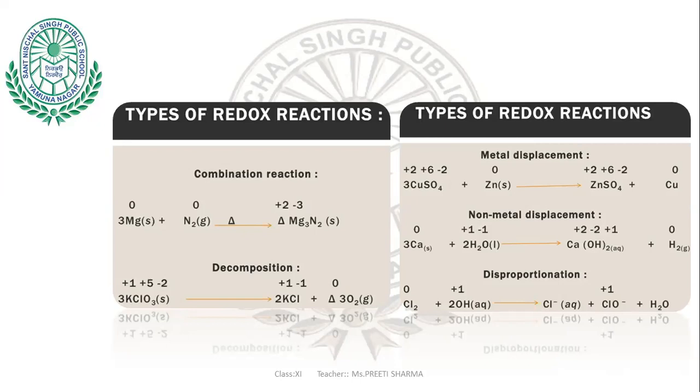So the first example is of metal displacement, the second example is of non-metal displacement. And the last, which is very, very important and different in nature, is a disproportionation reaction. These are those reactions in which an element in a particular oxidation state is simultaneously oxidized and reduced.